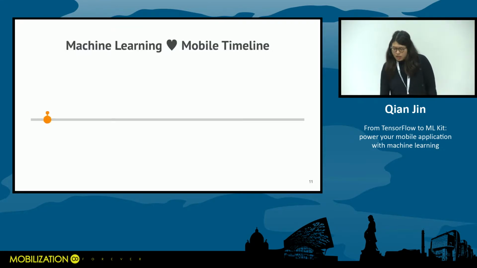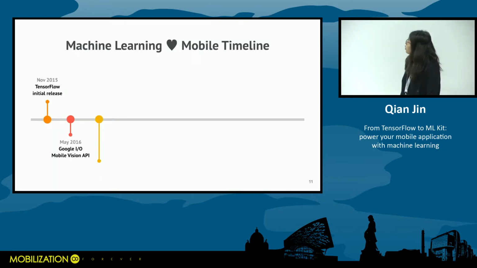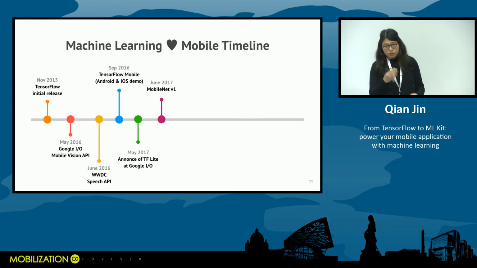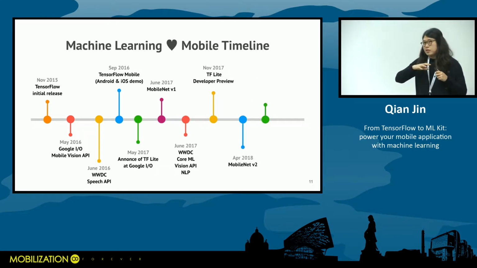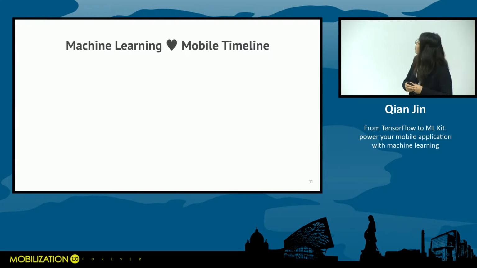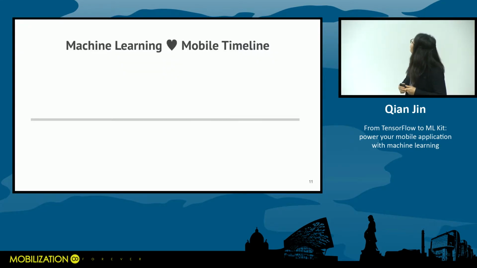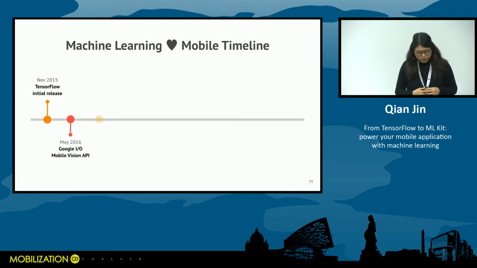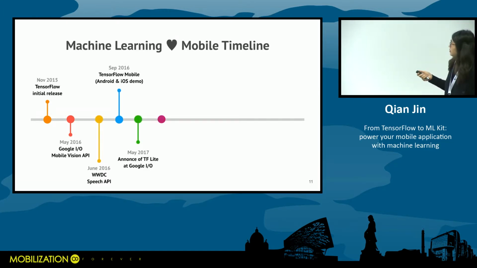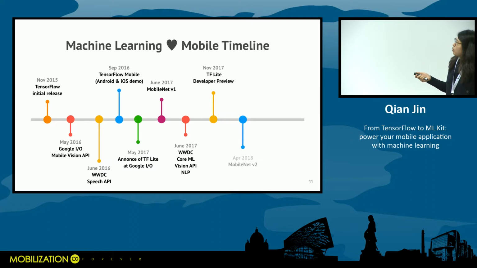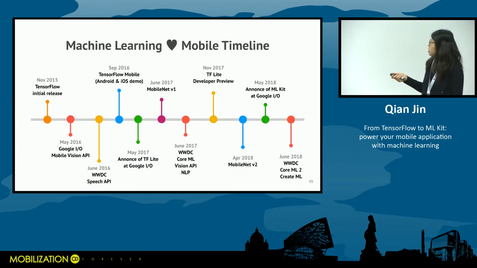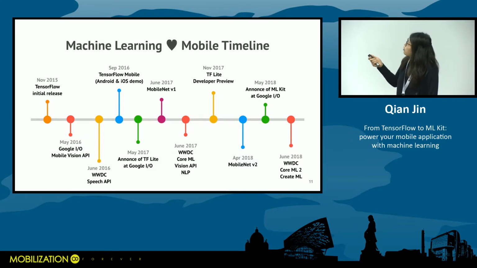That's my motivation. So I handpicked several very important events from the last 2 years to give you guys an idea of how everything has been advancing. So the animation goes again. Starting from the original TensorFlow release, then we have the Mobile Vision APIs for Android. Then we also start to have different speech APIs for iOS. Then we first have TensorFlow Mobile, which released 2 demos for Android and iOS in September 2016.